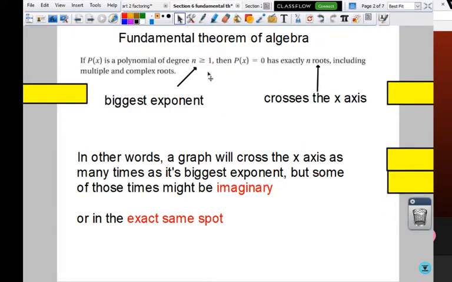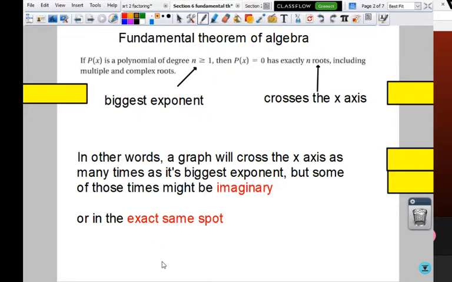That's basically what your fundamental theorem of algebra says. Your biggest exponent tells you how many answers you will have. Some of them might be imaginary though, and some of them might repeat on the same spot, which is kind of weird. We haven't really looked at that, but you'll see.